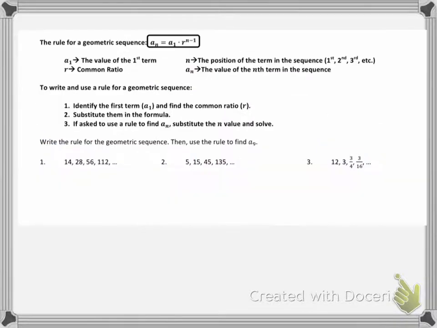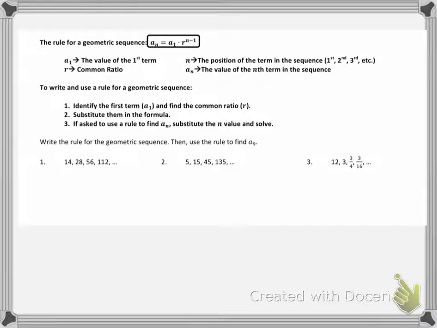Now, let's take a look here, if we have some geometric sequences, how we can write rules for them. So this is a different formula from the arithmetic sequence formula that you learned in the last lesson. There's a lot of similar components, a couple quick little changes in variables here, but ultimately a lot of the same components. Rule for a geometric sequence: a sub n equals a sub 1 times r to the n minus 1 power. A sub 1, just like the last lesson, is the value of the first term. n is, once again, the position of the term in the sequence.